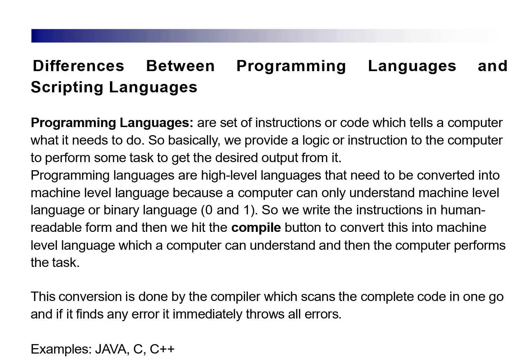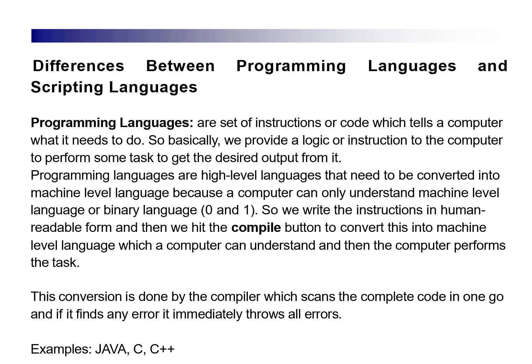There are differences between programming languages and scripting languages. Programming languages are a set of instructions or code which tell a computer what it needs to do. So basically, we provide a logic or instruction to the computer to perform some task to get the desired output from it. Programming languages are high-level languages that need to be converted into machine-level language because a computer can only understand machine-level language or binary language.